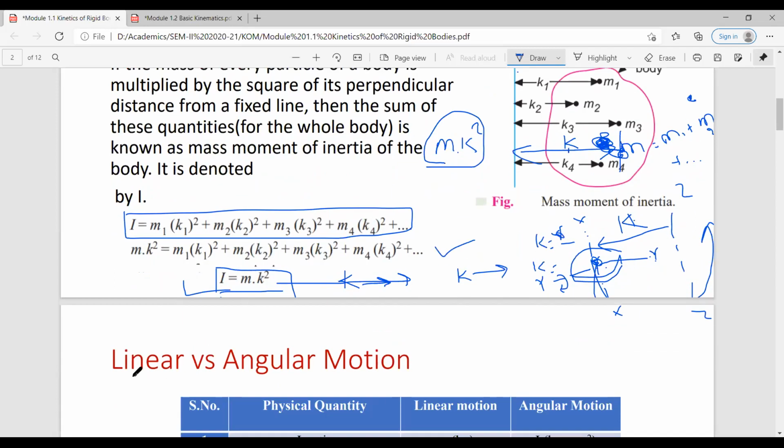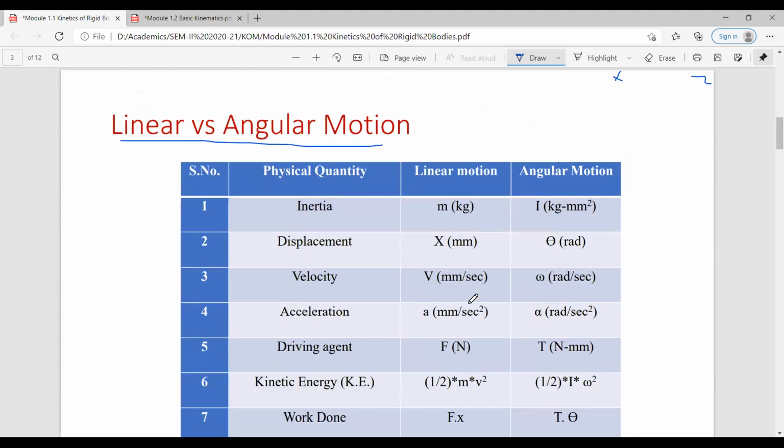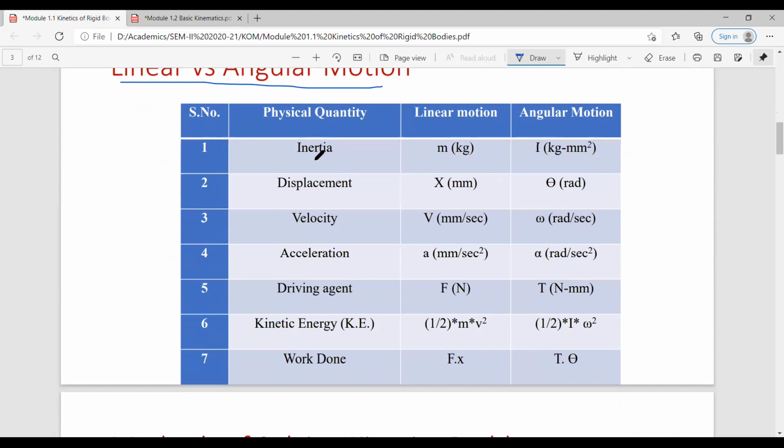Then let us go to the next point, linear versus angular motion. So how do the parameters change? Here, serial number, physical quantity. Then in linear motion, what is the corresponding thing with respect to this, and in angular motion, what is that corresponding quantity? So you join back, then you see this table.